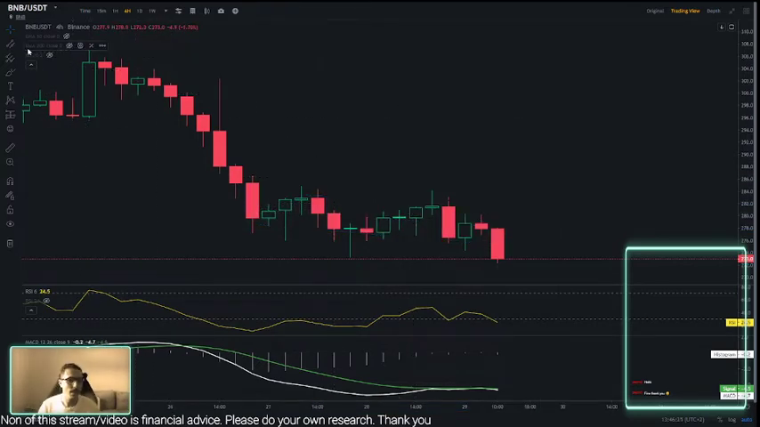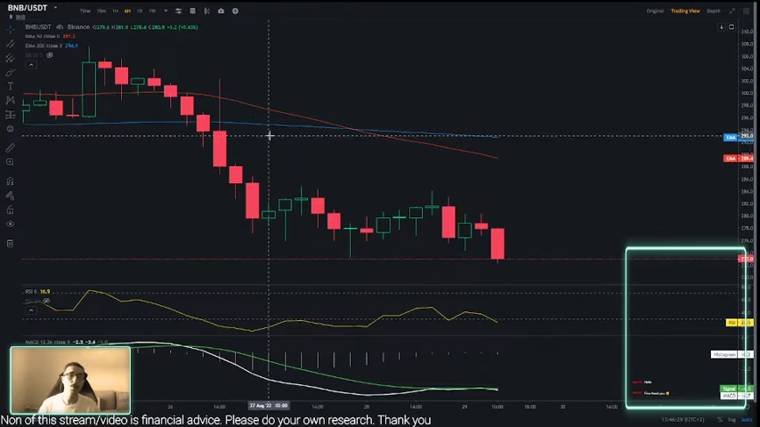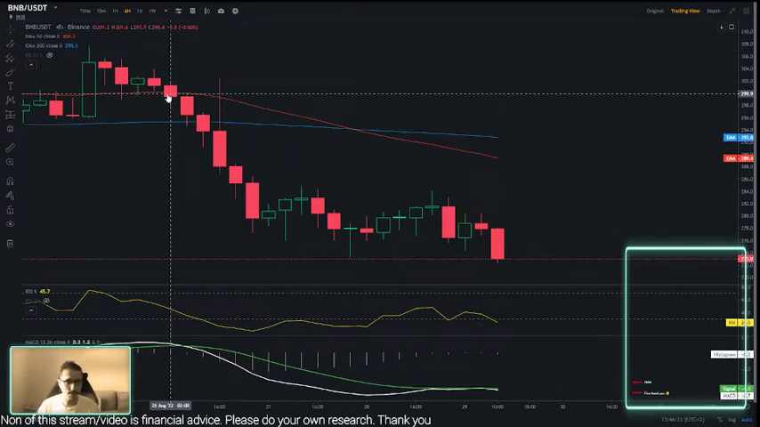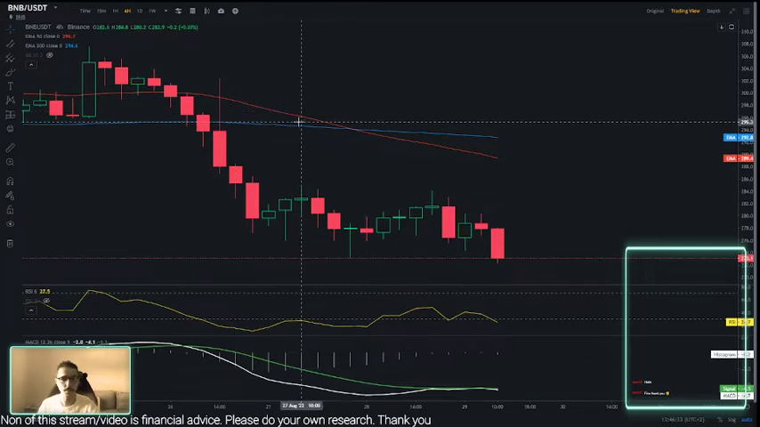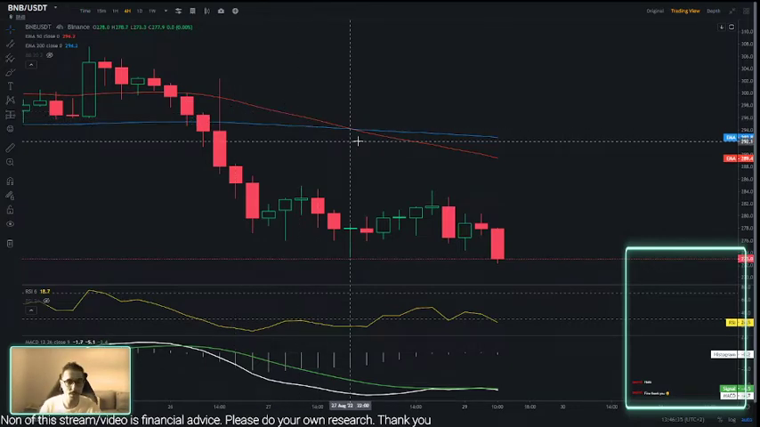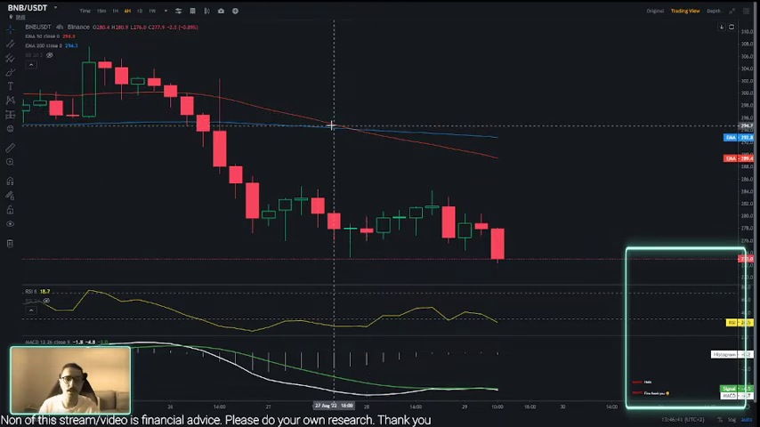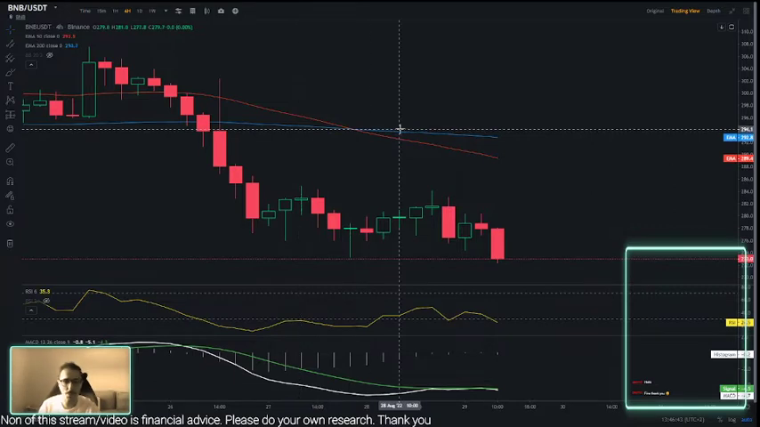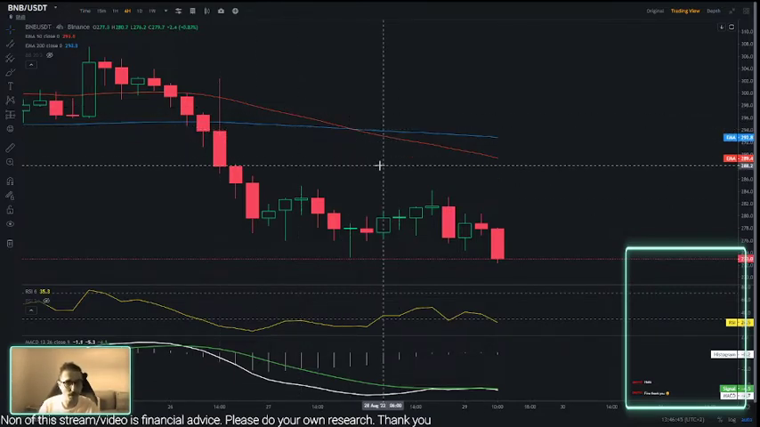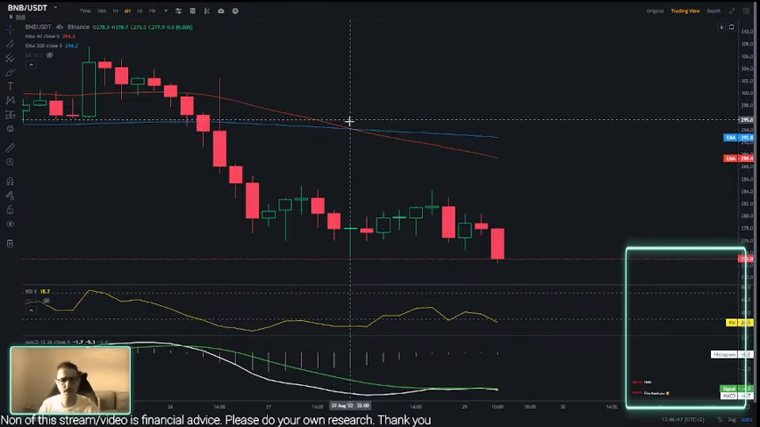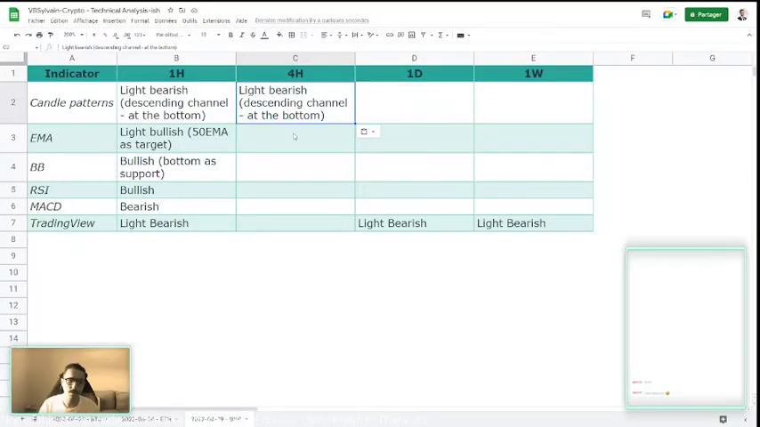Now the EMAs, where are they? So that's not good. The 50 day exponential moving average just crossed the 200 day exponential moving average. This is what we call a death cross, when the shorter term crosses the longer term exponential moving average from the top. So this is not good. This is definitely bearish with a death cross here.